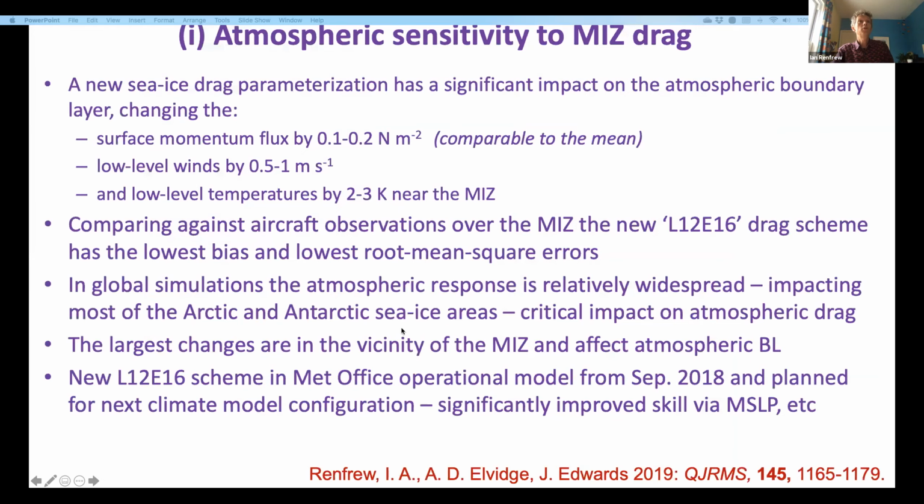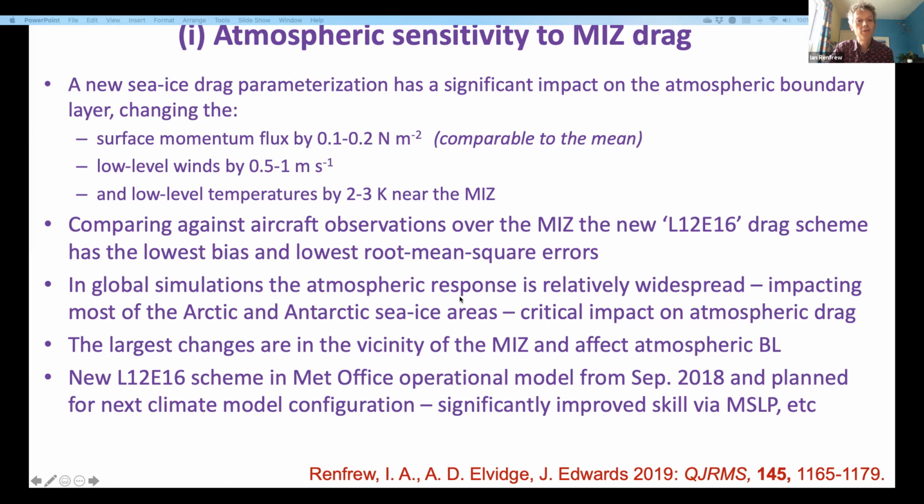So to conclude on this first part, we've calibrated and evaluated a new sea ice drag parameterization that has a significant impact on the atmospheric boundary layer. We used aircraft observations to show that the new scheme had the lowest bias and lowest root mean square errors in some model sensitivity tests.